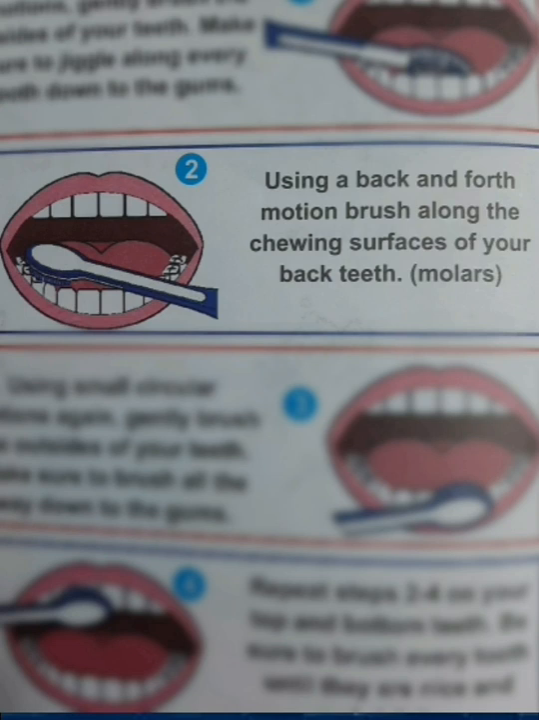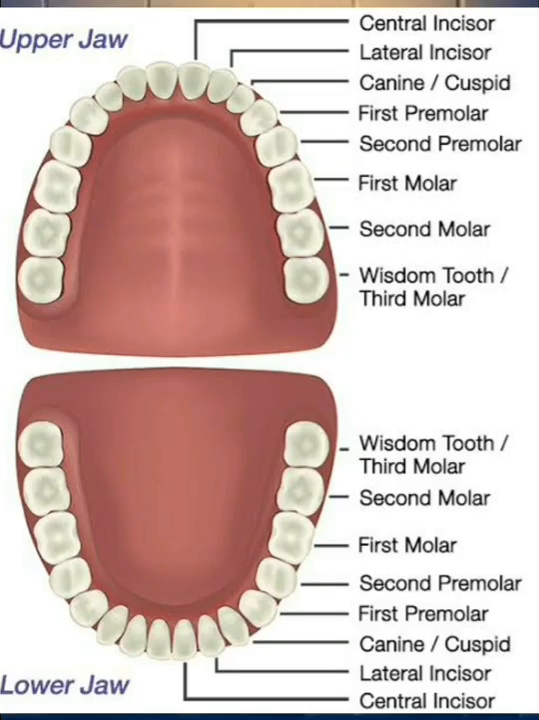Using a back and forth motion, brush along the chewing surfaces of your back teeth, molars. So here, forth means out and away from a starting point. And back teeth are called molars. What are molars? Those back teeth of yours.